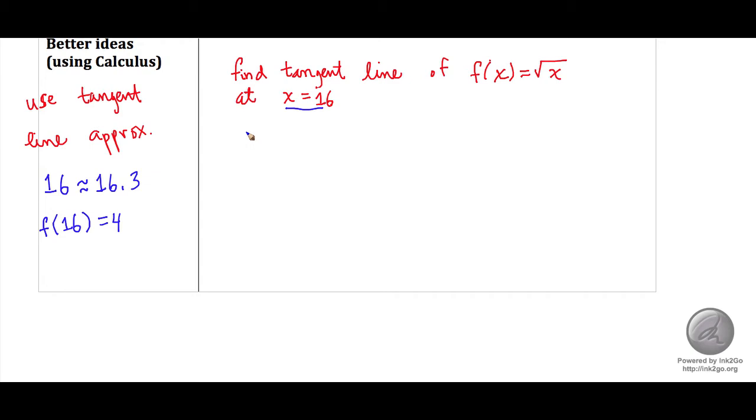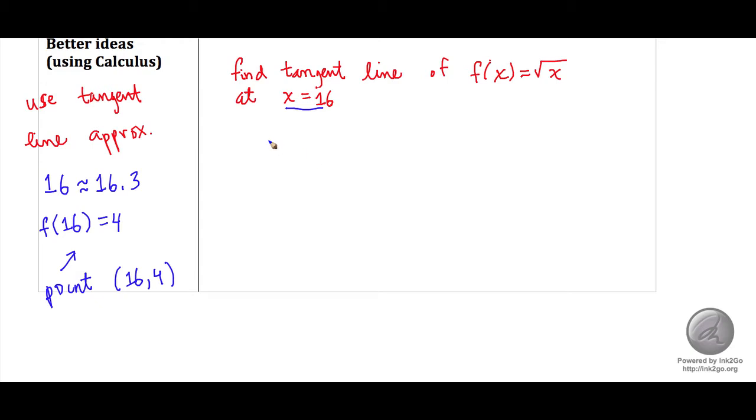So we want to find a number that's close to the number that we're estimating and for which we know the exact answer when we plug that number into f of x. So this is actually going to give us our point, right? So we know that the point on the tangent line is (16, 4).